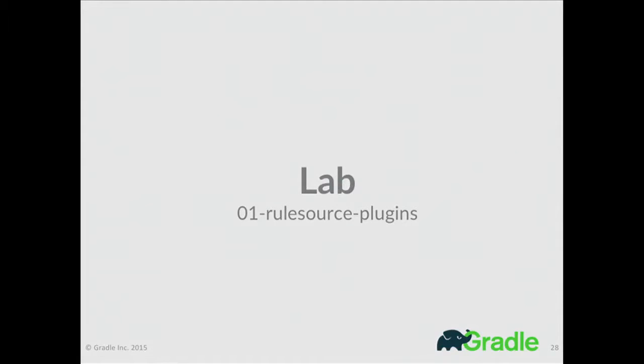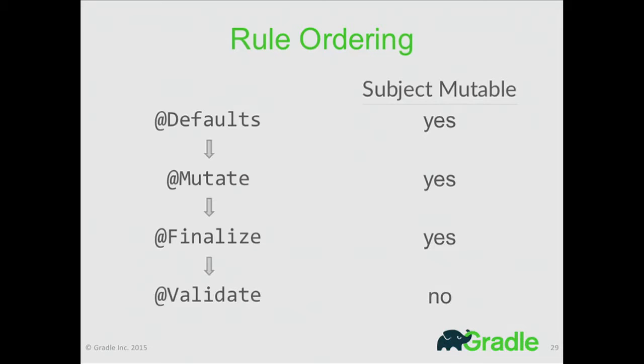So let's go ahead and continue on with the next subject. The question becomes, if I have more than one mutation rule, what order are they evaluated in? Realistically, the answer is just some arbitrary non-deterministic order. The idea is to separate the concerns of your plugin so that one's not overriding elements of another, but there are realistic use cases to do that.